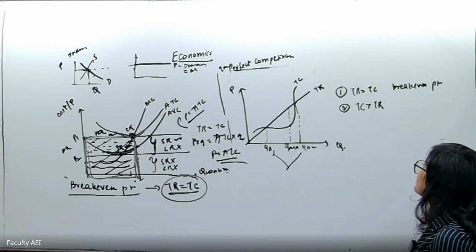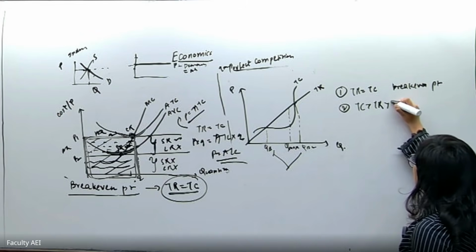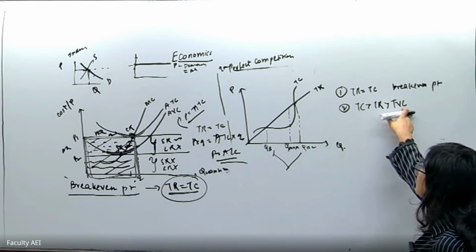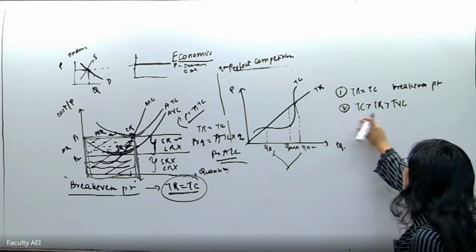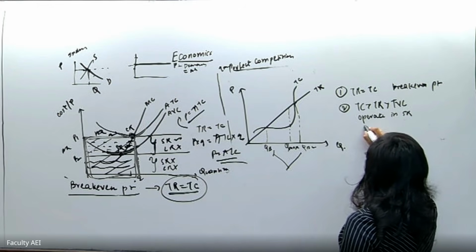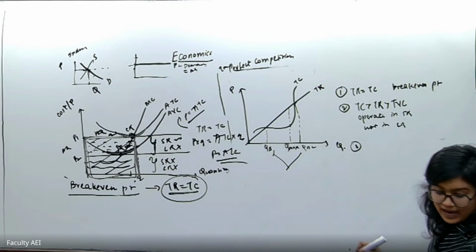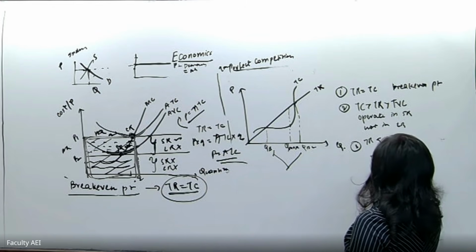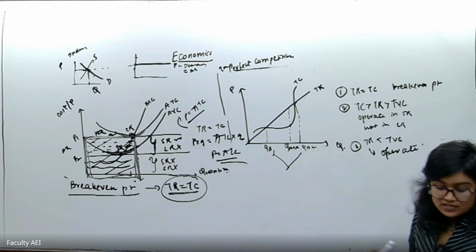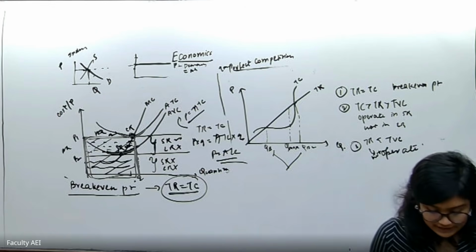So if total cost is greater than total revenue, and my total revenue is greater than total variable cost, my revenue is able to cover some part of the variable cost, but it is not able to cover the whole total cost. So I would operate in the short run, not in the long run. And if my total revenue is less than total variable cost itself, I would not operate, I would shut down, no matter whether it is short run or long run, because my revenue is not even able to cover the variable cost.